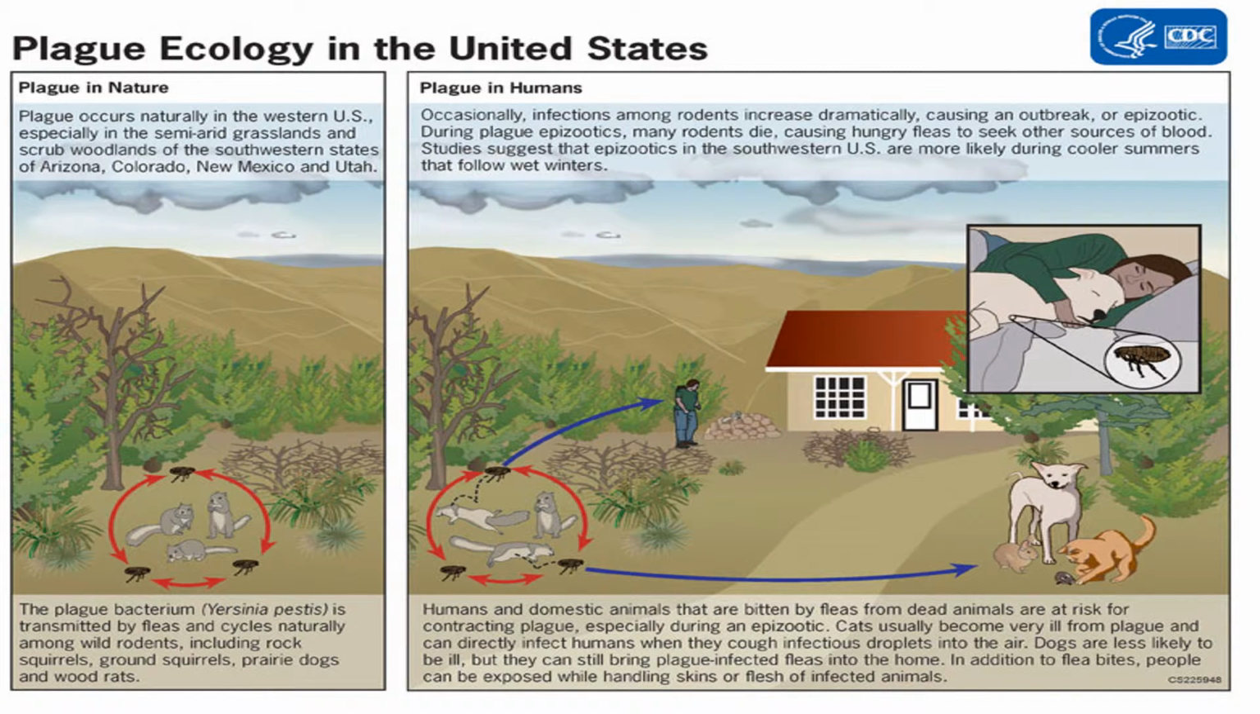This is the plague ecology in the United States. It's pretty simple. As you see in the picture, the fleas are feeding on the squirrels who have the plague, and then the squirrel will die, and then the flea, they just look for whatever they can. So dog, cat, rabbit, us. You need to be very, very careful if you have pets and you live in these areas.